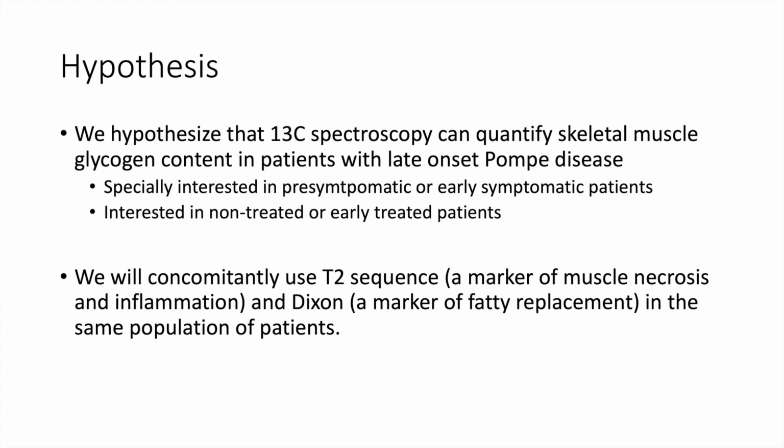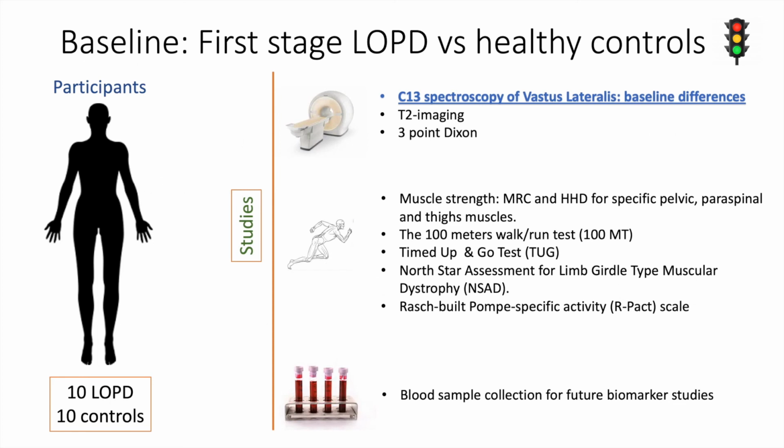So we hypothesize that carbon spectroscopy can quantify skeletal muscle glycogen content in patients with late onset Pompe disease. We are especially interested in patients that are presymptomatic or early symptomatic, so patients that are starting with some symptoms and have started or not ERT in the last year. We will concomitantly use T2 to analyze if there is an acute damage and Dixon to analyze if there is replacement by fat. So the idea is that we are going to follow up a cohort of 10 patients and 10 controls. We will perform the carbon spectroscopy, the T2 and the 3-point Dixon here in Newcastle.